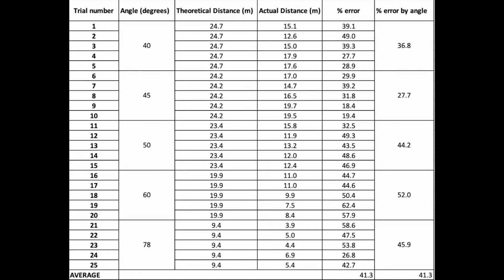In order to see how accurate the physical model was compared to the computational model, we set the cannon to be launched at 5 different angles. We then measured the distance from the cannon where it was launched to where the ball landed, and compared this distance to the theoretical distance at a given angle in the computational model. We were able to compare these distances to get a percent error of 41.3%.